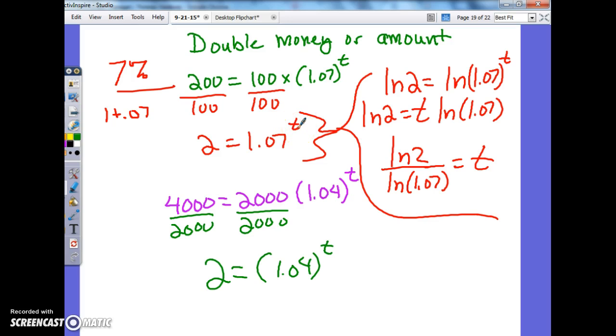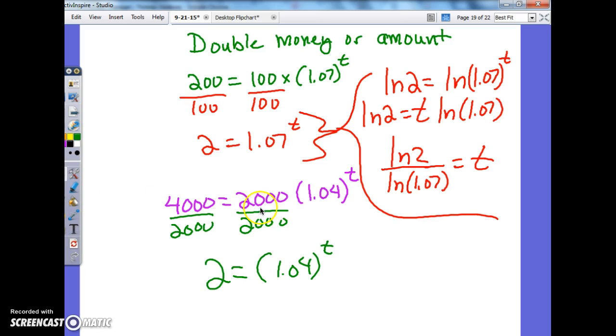Now remember, one of the rules of logarithms is that if I take the log of something with an exponent, the exponent moves down in front like a coefficient. So if I take the log of 2 equals the log of 1.07 to the t, t comes down, and I divide both sides by log of 1.07 and solve for t. The important thing is, the amount doesn't matter. What matters is the rate. We're dividing by the log of the rate. Here's another example to hit home.